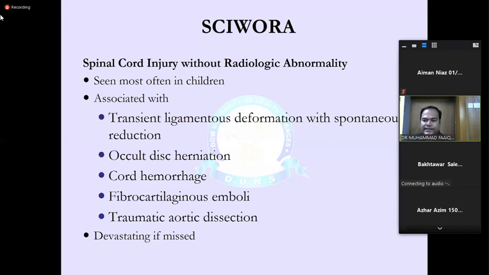But then how will you assess? Yes, MRI. You can do MRI. In MRI, you can see spinal cord injury. X-ray and CT scan are radiological examinations. MRI is not a radiological examination. MRI does not use X-rays. It's a completely different mechanism of image acquisition in MRI.